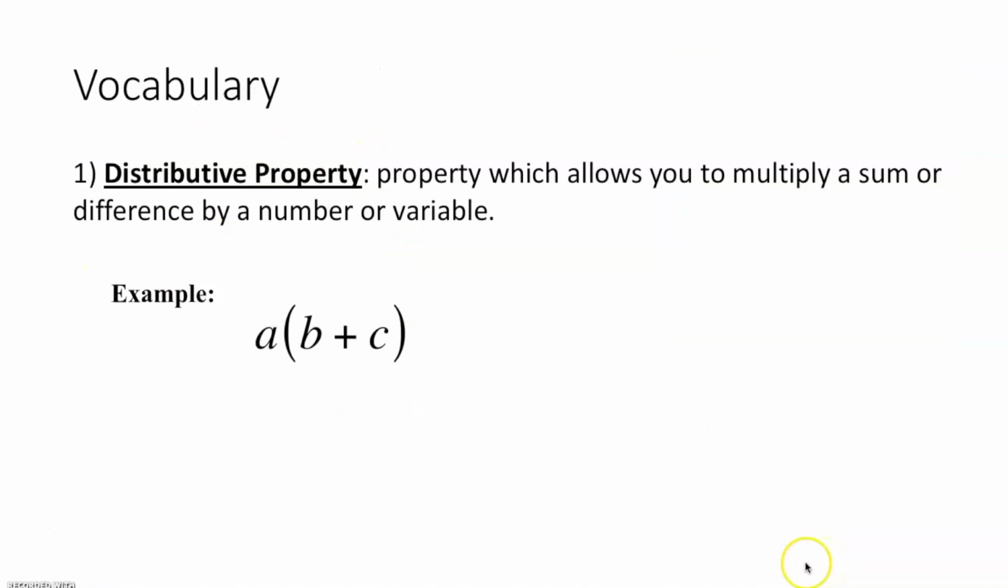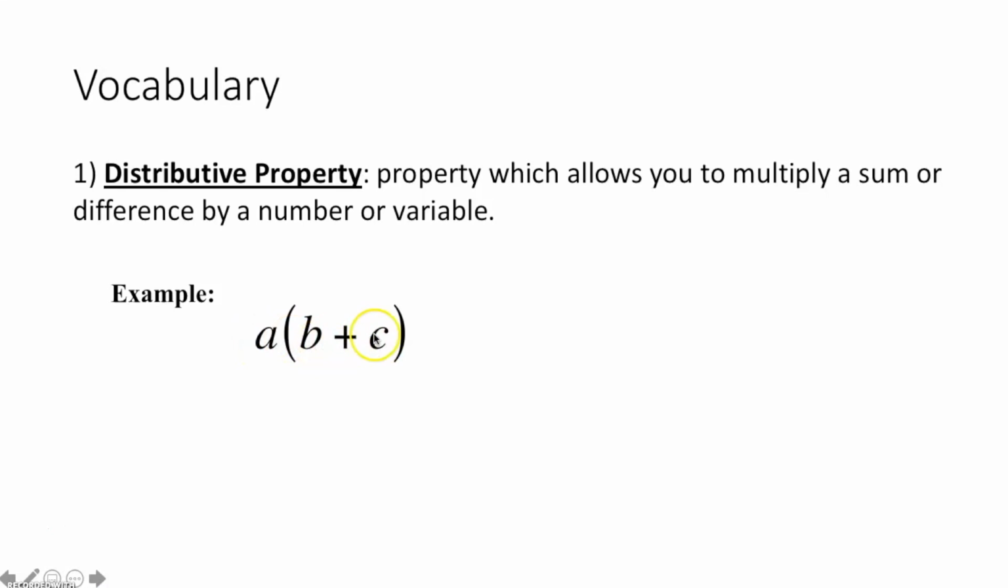First thing we're going to talk about is the distributive property. That's a property which allows you to multiply a sum or difference by a number or variable. So here's what this says. We have a sum in here, this quantity B plus C, and we're going to multiply this quantity by A.